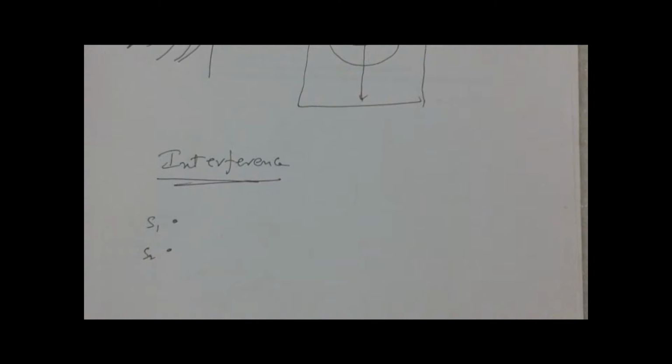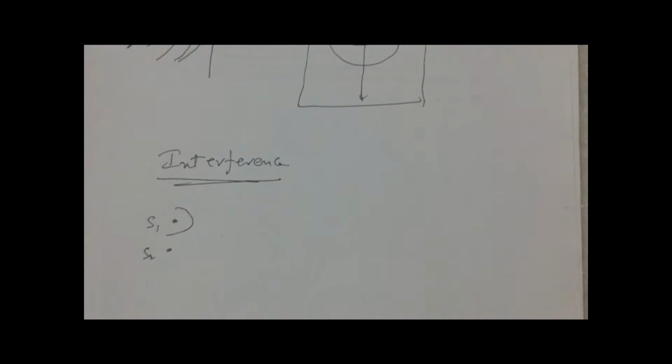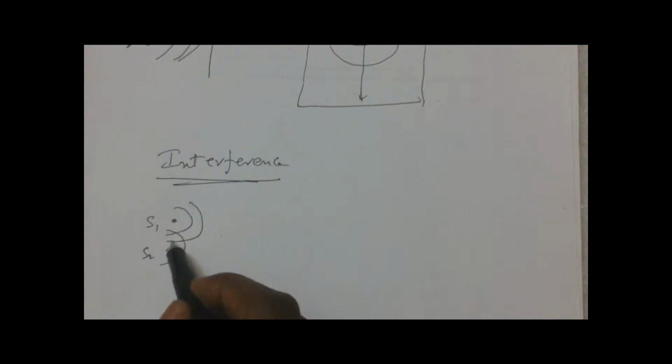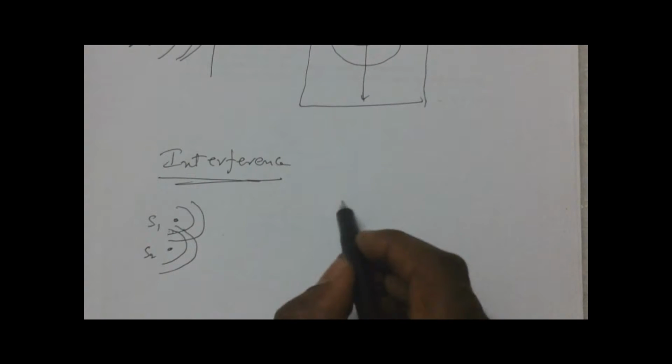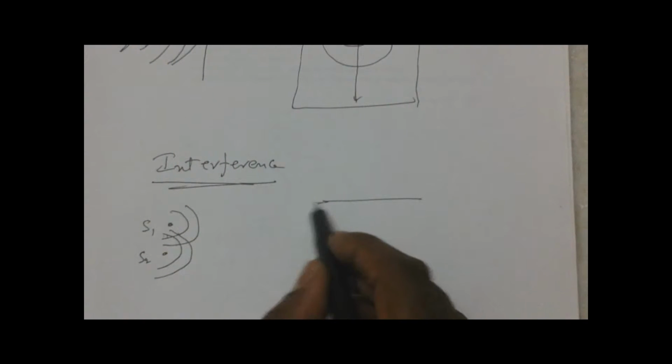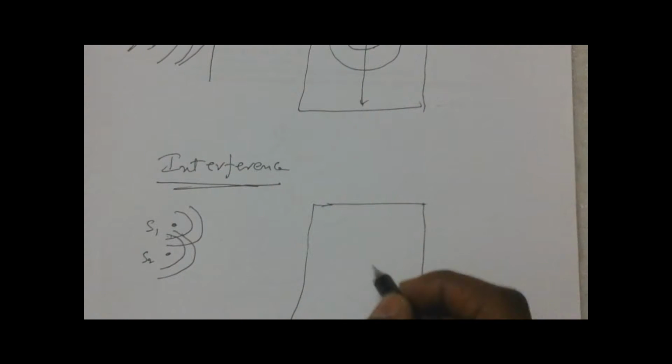If these two sources are coherent, then automatically what happens? From the first wave, a spherical wavefront is coming. From the second wave, another wavefront is coming, like this. Again, from the first wave another wavefront and from the second wave another wavefront. Like this, two waves are superimposing, and on the screen you are getting the same pattern just like diffraction, but the central will be here.